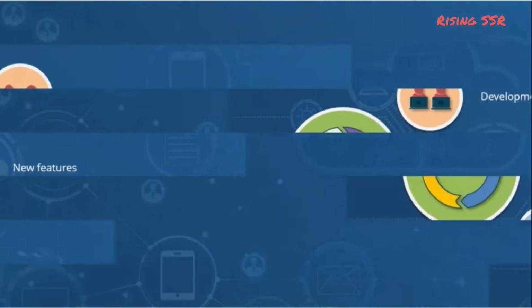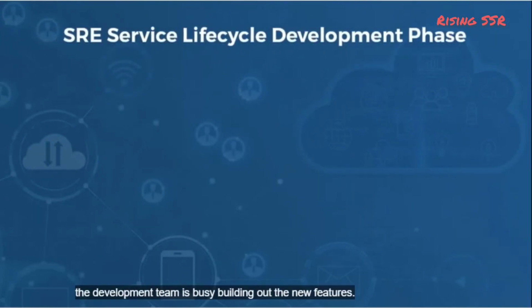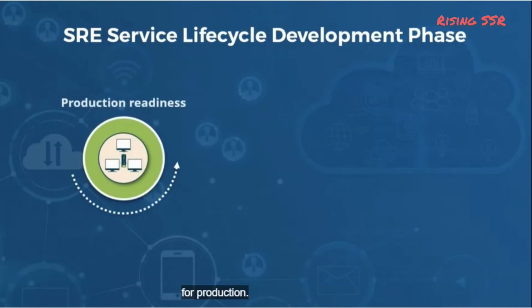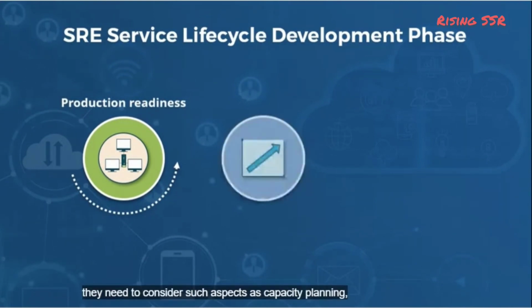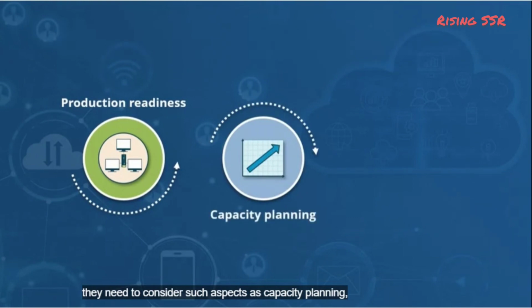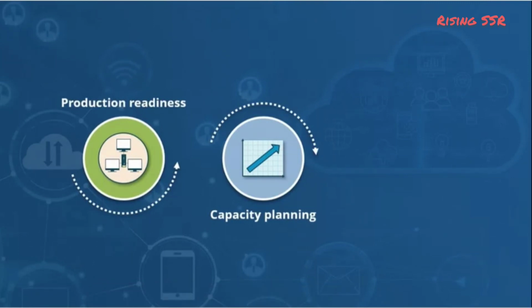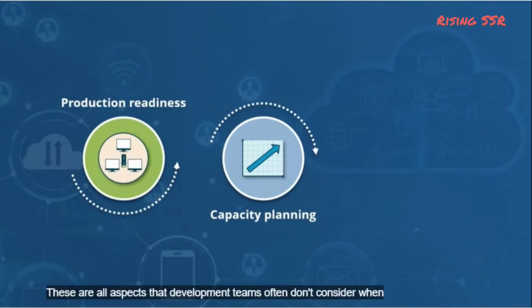In the development phase, the development team is busy building out the new features. The SRE team, on the other hand, are ensuring that the service is ready for production. This goes beyond the technical aspects of the features. They need to consider such aspects as capacity planning, which is what resources are required in production to handle future capacity, resource redundancy, planning for data spikes, handling overloads, and considering load balancing. These are all aspects that development teams often don't consider when developing the feature logic.